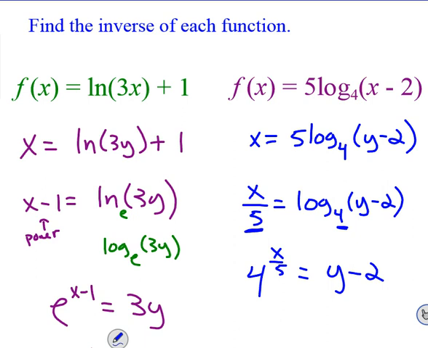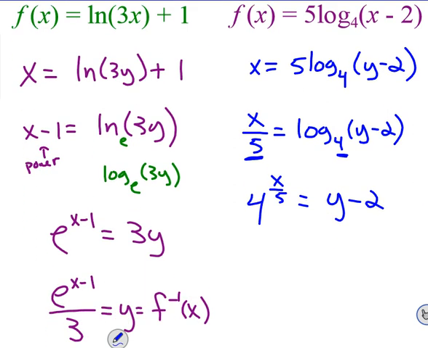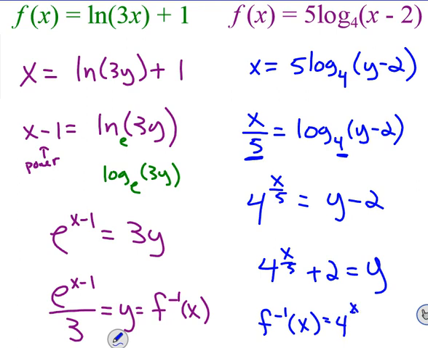And then my last undo is to add the 2 over. So 4 to the x over 5 plus 2 is y. So my f inverse is 4 to the x over 5 plus 2. Hopefully now you'll be able to do your assignment sheet.